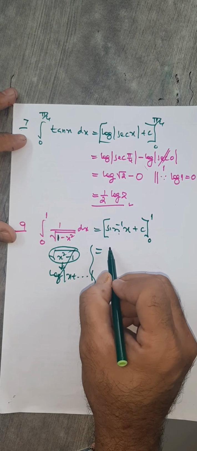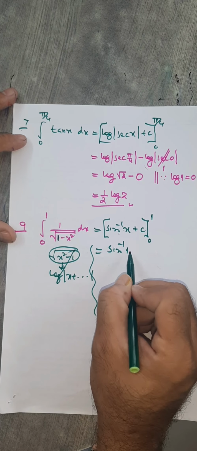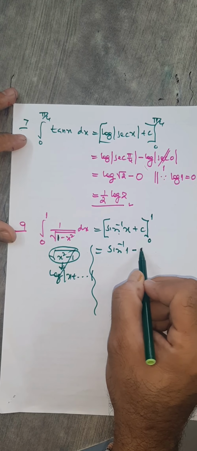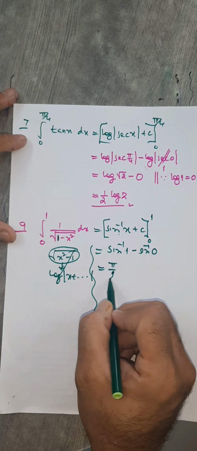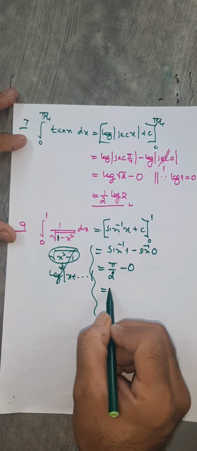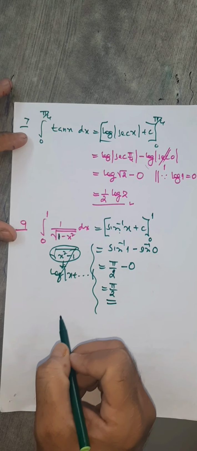Okay, put the upper limit first. So sine inverse 1, the c will go away, minus sine inverse 0. What is sine inverse 1? You know it is pi by 2, because sine of pi by 2 is 1 and sine 0 is 0. So the answer is pi by 2.